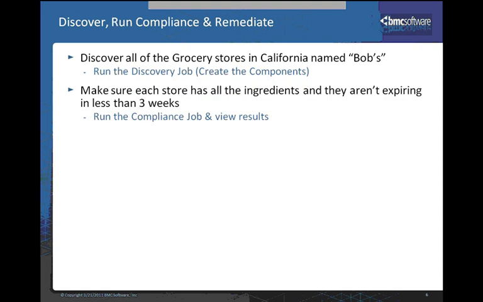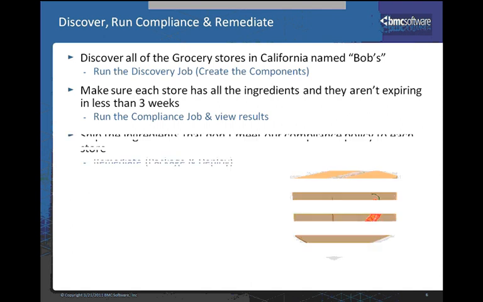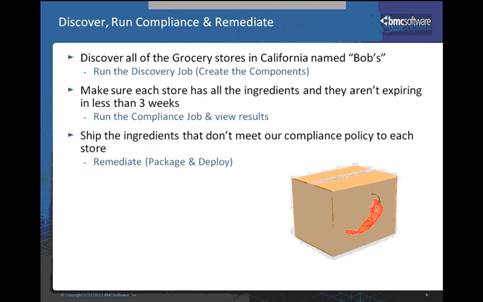Then what we're going to do is make sure each of those ingredients aren't expiring and they have the right brands. So we're going to run our compliance job, and we're going to then view the results. And then we're going to ship the ingredients that don't meet our compliance policy to every store. So every store is going to get their own box, and it's going to have all the ingredients, with the brands in our promotion, and all those ingredients won't be expiring in the next 3 weeks.